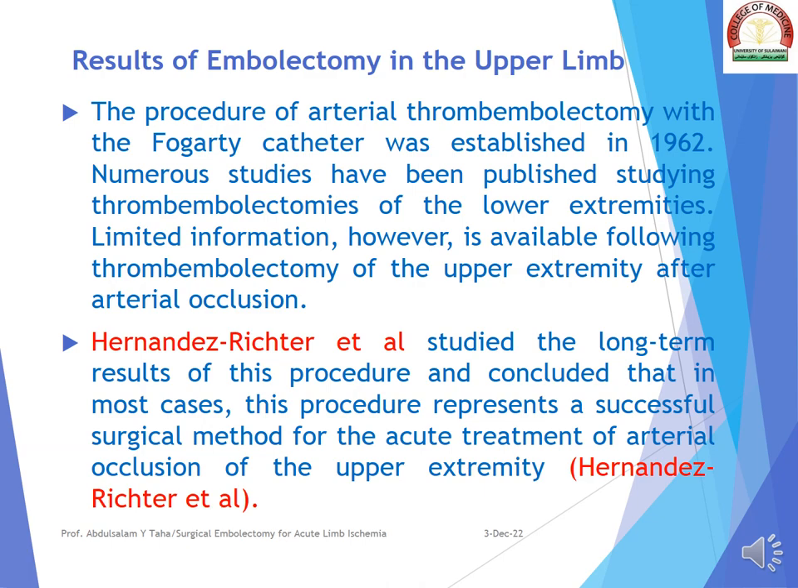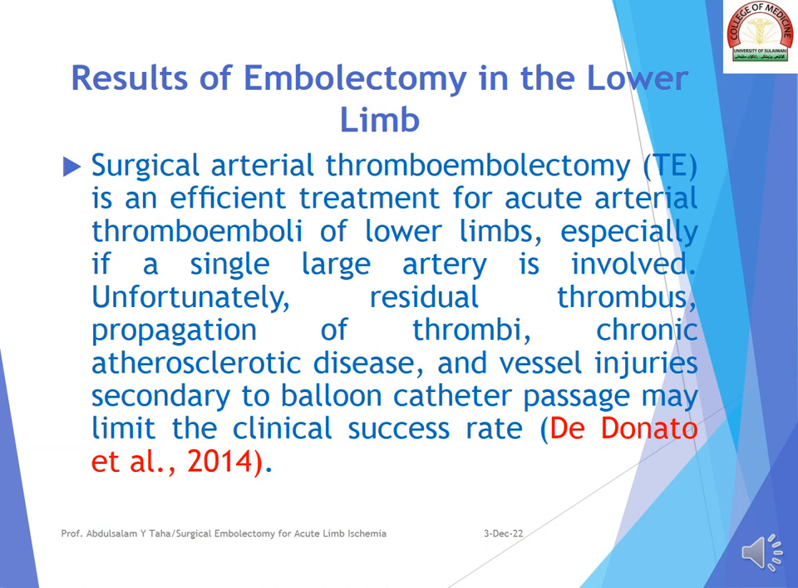Results of embolectomy in the lower limb. Surgical arterial thromboembolectomy is an efficient treatment for acute arterial thromboemboli of lower limbs, especially if a single large artery is involved. Unfortunately, residual thrombus, propagation of thrombi, chronic atherosclerotic disease, and vessel injuries secondary to balloon catheter passage may limit the clinical success rate.